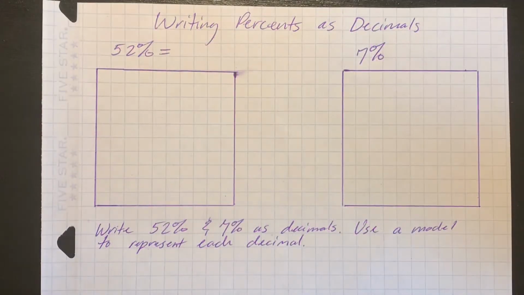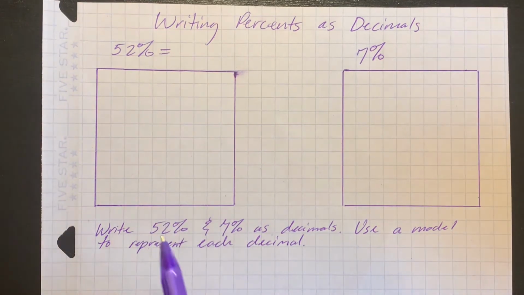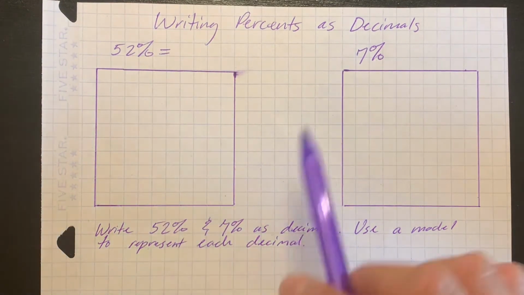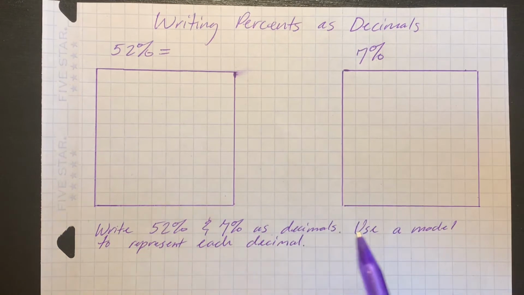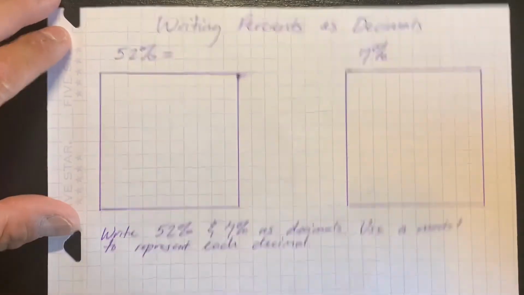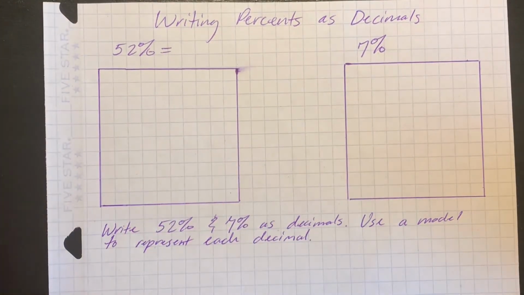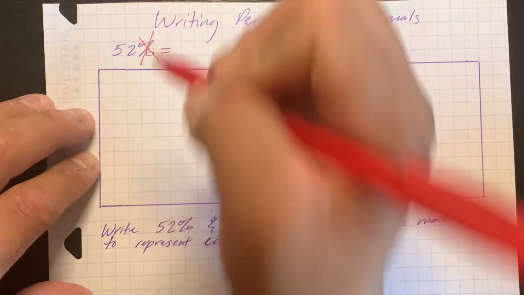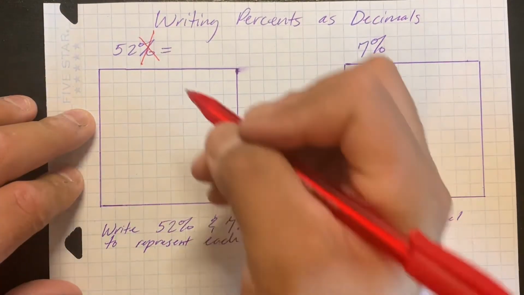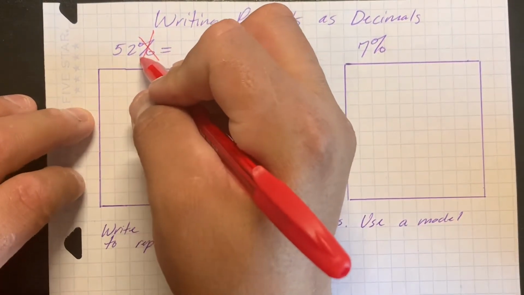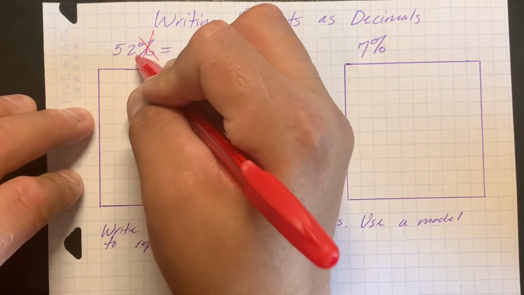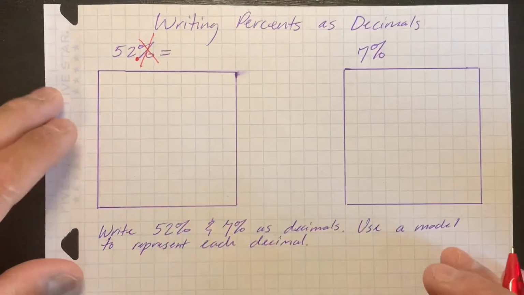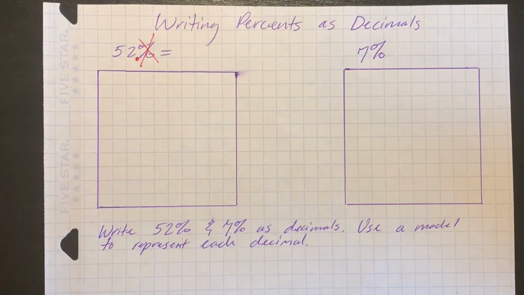All right, so now we're going to write percents as decimals. Now we have 52%. So we're going to write 52% and 7% as decimals. We're going to use a model to represent each decimal. So what we're going to do is we have 52%. Now what I want you guys to do is knock off the percent sign. Okay, knock the percent sign off. Now if you have 52, a whole number, remember that your decimal point for any whole number is to the right side of the last digit.